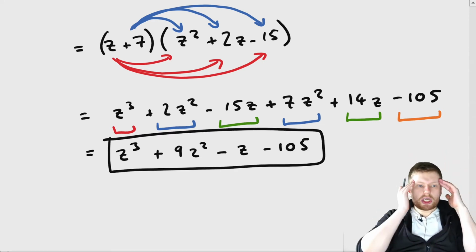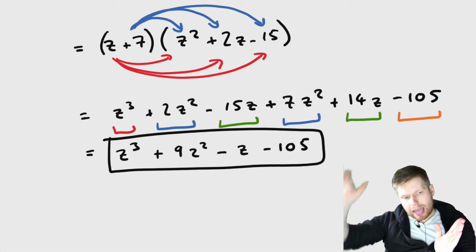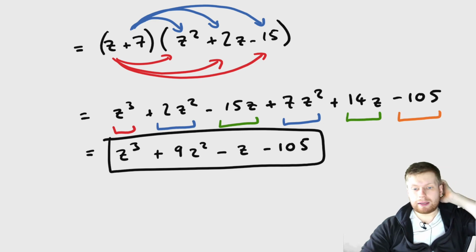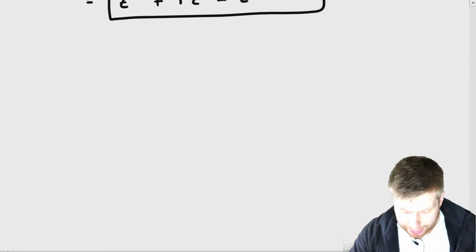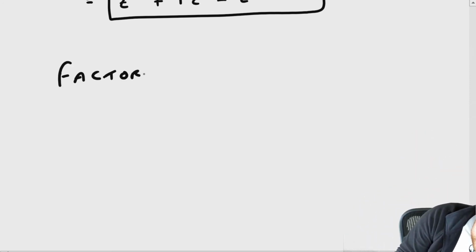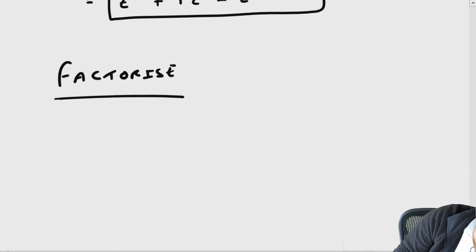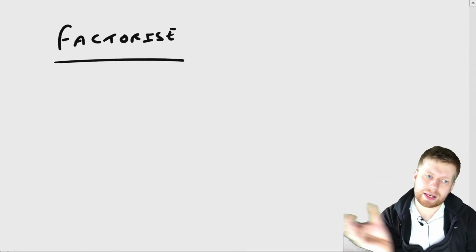Okay, so you notice, just do it systematically. Make sure everything in the first bracket meets up with everything in the second bracket, and you'll be okay. Okay, now let's look at the reverse of expanding. So now let's look at factorizing. So remember, expanding means get rid of the brackets. Factorize means put the brackets back in again. In other words, find a factor.